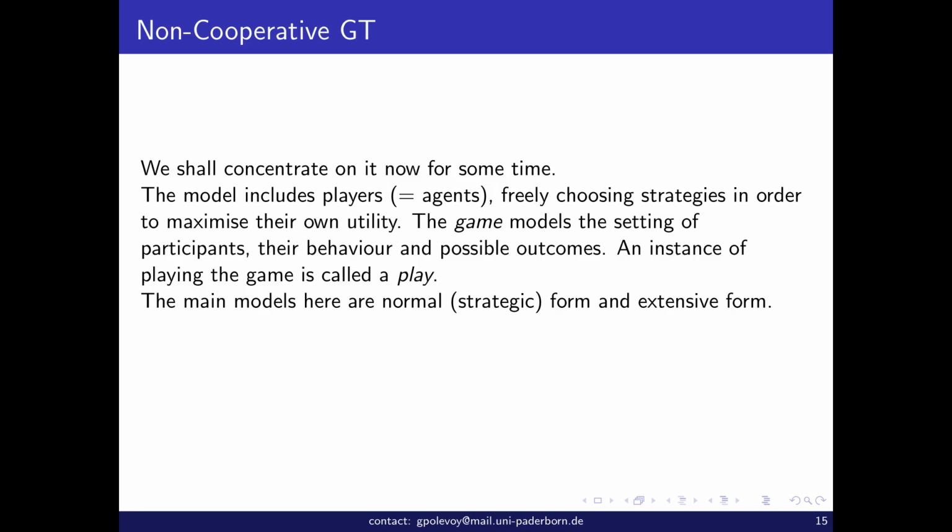So the game models the setting that people, or in general participants, which can be companies, animals, whoever, behave in certain ways, and based on the outcomes of the total strategy profile, they get some utilities. And an instance of playing such a game is called the play.